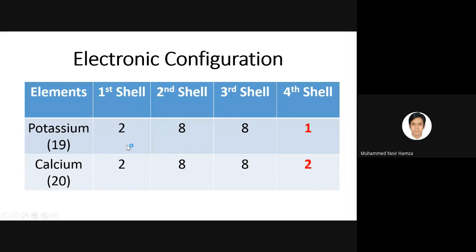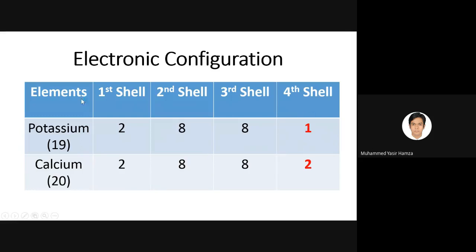Here you can see two elements, potassium and calcium. The atomic number of potassium is 19 and the atomic number of calcium is 20. They both have four shells in their atom. The outer shell of potassium contains one electron and the outer shell of calcium contains two electrons. So I would like to ask you another question: which element tends to form positive ions more easily? Or just tell me, is removing one electron easy or is removing two electrons easy?